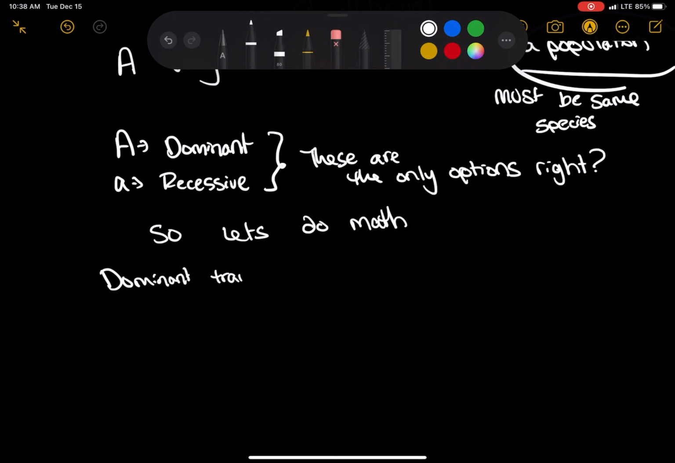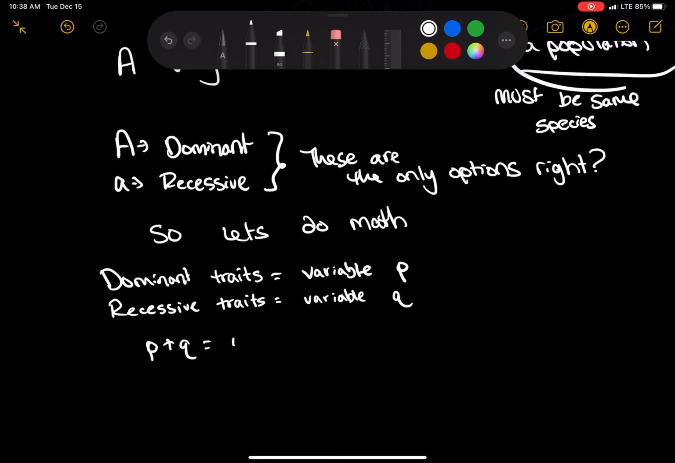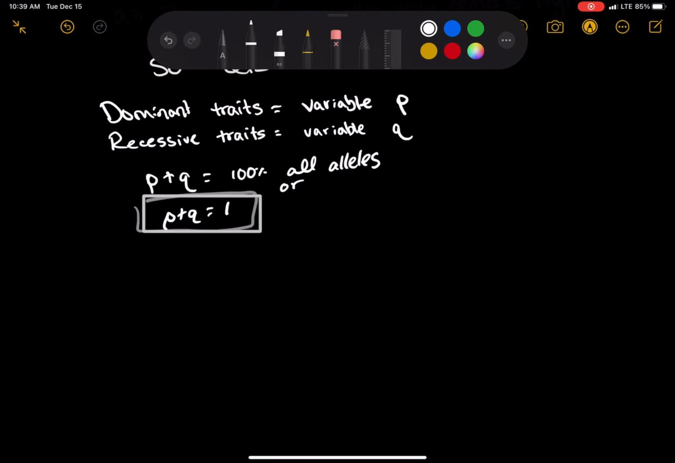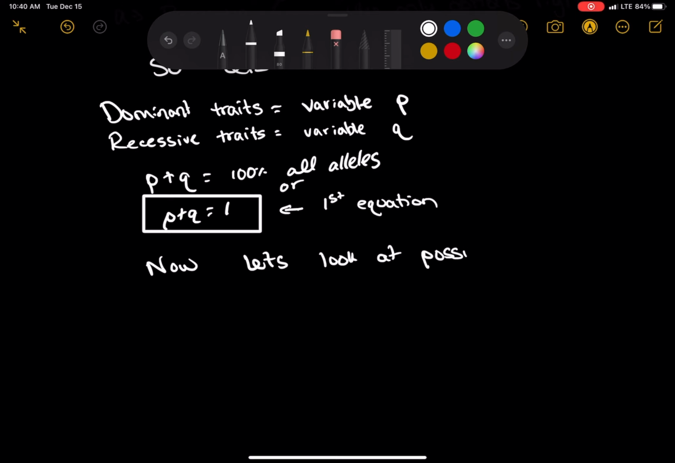So let's take a look at our dominant traits. If I want to look at a dominant trait, I'm going to give it the variable P. If I look at a recessive trait, I'm going to give it the variable Q. Instead of writing big A or little a, I'm writing P and Q. If I add all of the P's and all the Q's together, that's all of my alleles, because that's all the dominant and recessive. That gives us our first equation: P plus Q equals 1, aka 100%. That's important. Write that down. We'll come back to it.